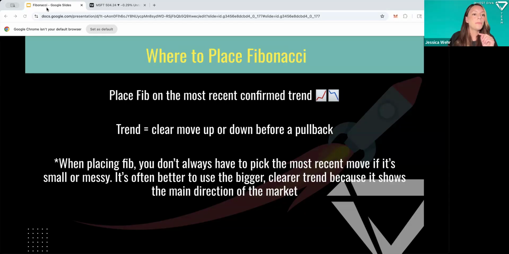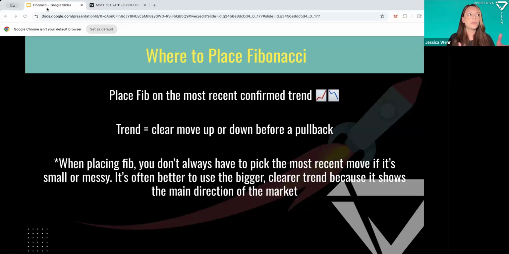Now, biggest question and gray area and cause for stress is, where do we place our Fibonacci? So textbook, in general, if you're doing the textbook Fibonacci, you're going to place it on the most recent confirmed trend. If you're not familiar with how to identify a trend or confirm it, I will quickly go over that.